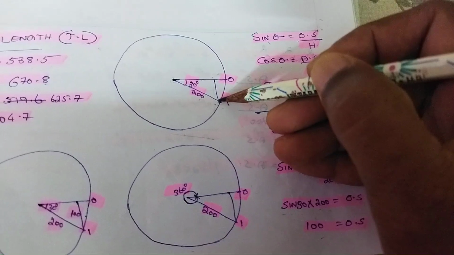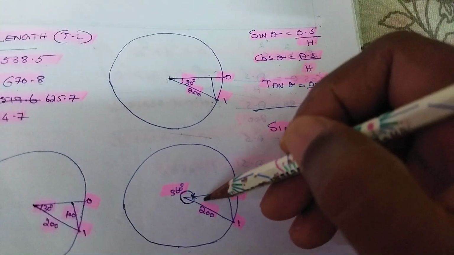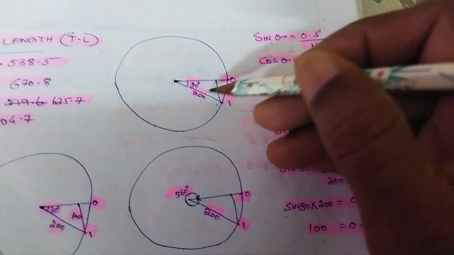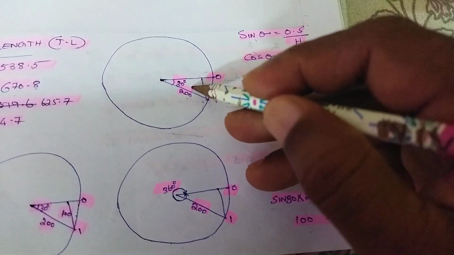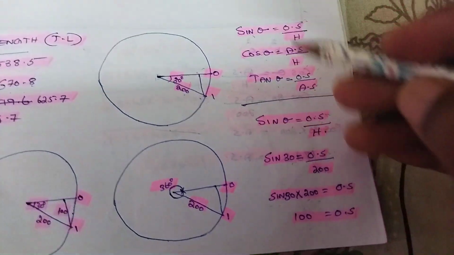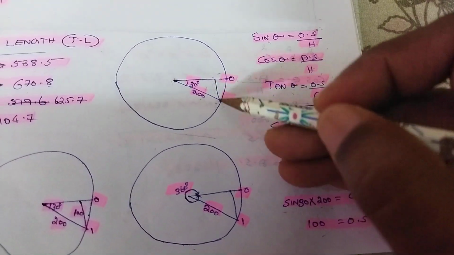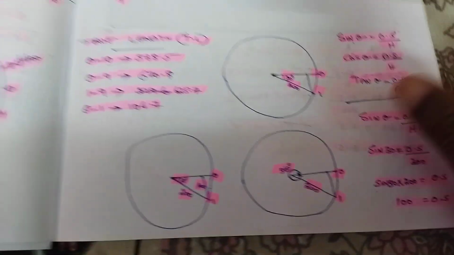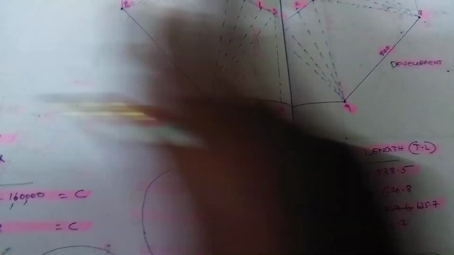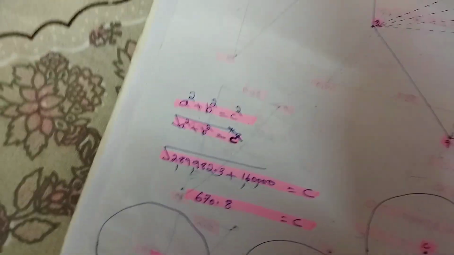That is 100. Total degree is 360, and inside of this is 30 degrees, and using this formula, we used sin theta is equal to opposite over hypotenuse. Then we got this measurement as 100. Okay. Come to the next diagram.